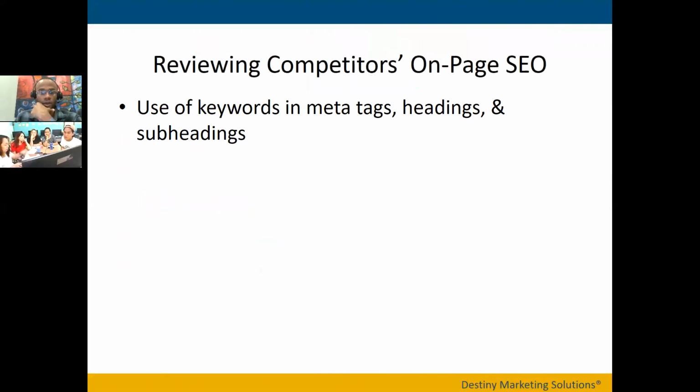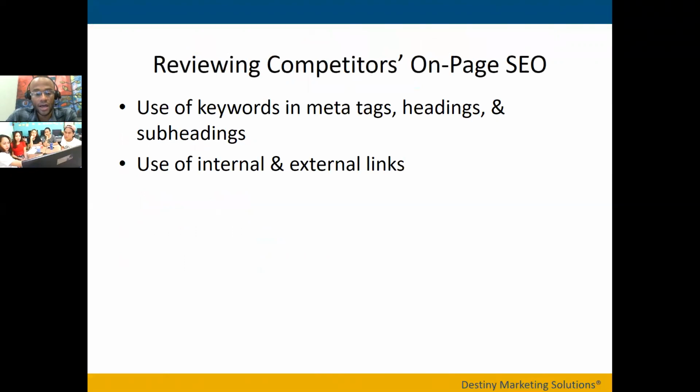So reviewing your competitors' on-page SEO. Like I mentioned, how are they using keywords and meta tags, headings, and subheadings? Second bullet point here, how are they using internal and external links? Are they using them at all? If not, then that's obviously one way you can better optimize your website for SEO. If they're using external links, which websites are they linking out to? These will all give you hints on your SEO strategy.